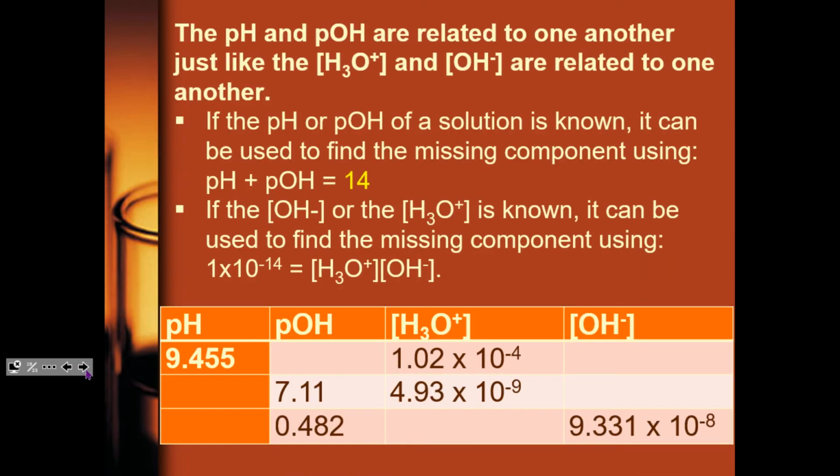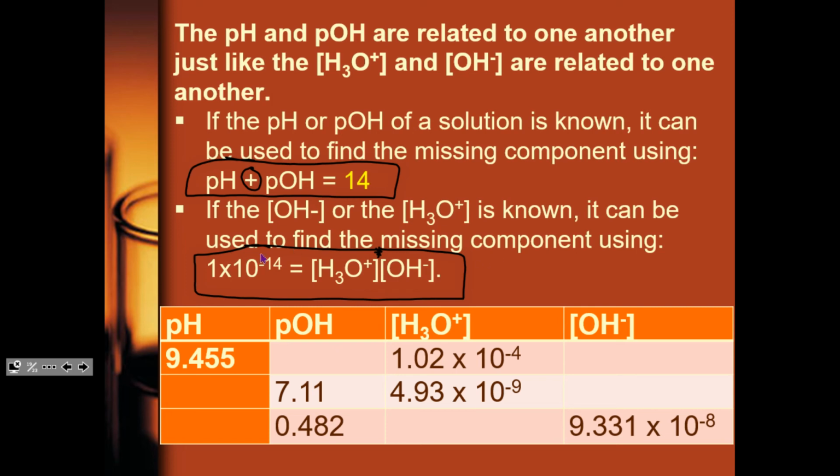Okay, just like pH and pOH are related to one another, just like the concentration of H3O plus and OH minus are related to one another. So we're going to connect pH, pOH, concentration of H plus, and concentration of OH minus. So if we want to connect the two, here's another equation here. pH plus pOH equals 14. They add up to 14. If the OH concentration or the H plus concentration is known, it can be used to find the missing component using this equation, which we call the dissociation constant, 1 times 10 to the negative 14 equals H3O plus times OH minus, and this is a times symbol in here, where this was a plus, in order to find these two.